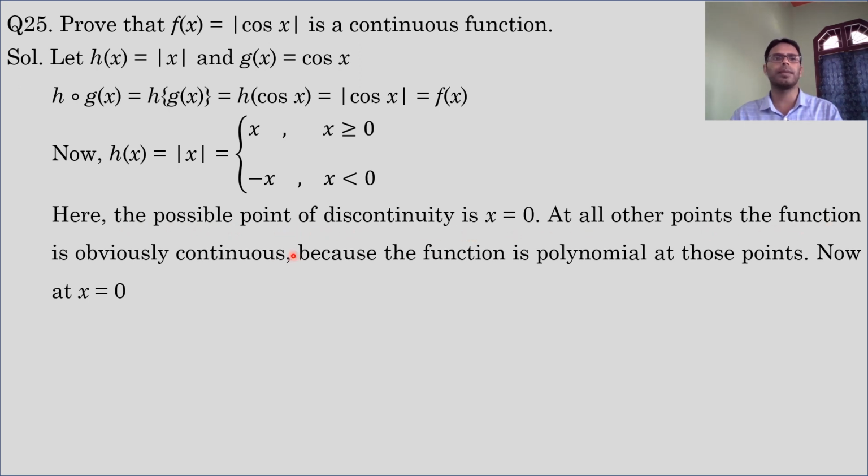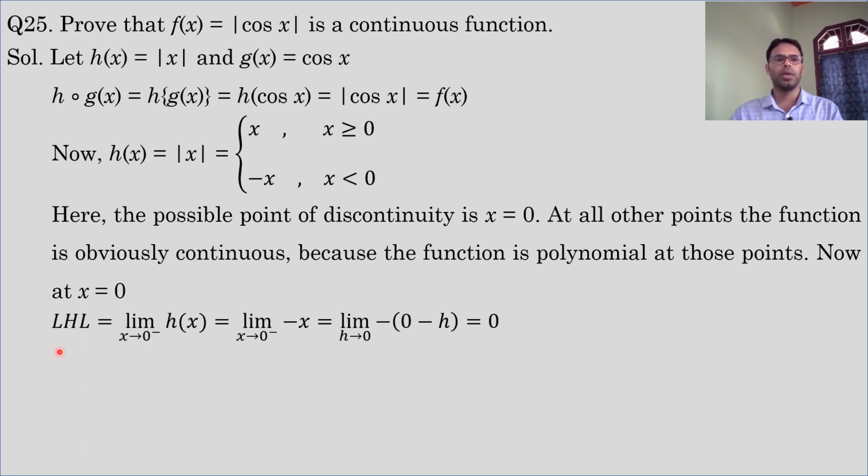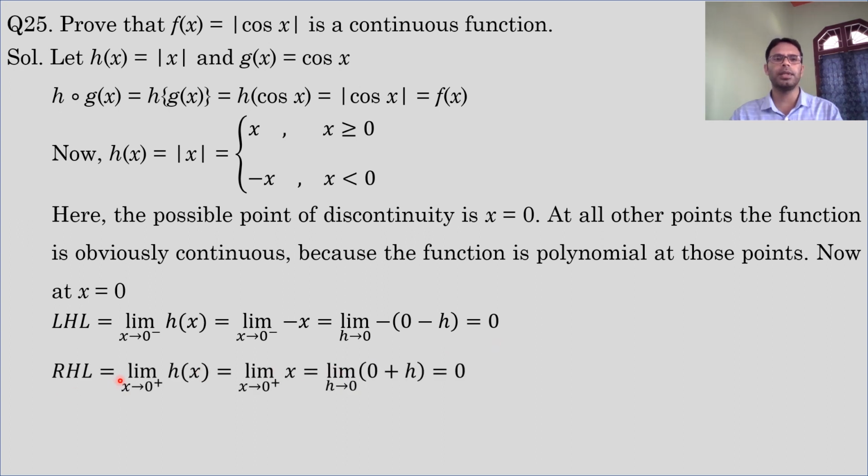At all other points the function is obviously continuous, because the function is polynomial at those points. Now at x equal to 0, you just find the left hand limit, the right hand limit and the function value. So the left hand limit, x tends to 0 minus, h(x): 0 minus means less than 0, so it is minus x, and minus x should be replaced by 0 minus h, and h is 0, so the left hand limit is 0. Then the right hand limit, 0 plus, h(x), the function is x, using 0 only, 0.